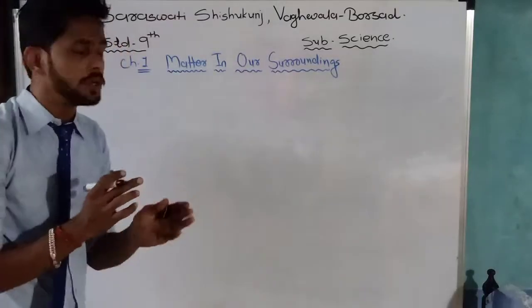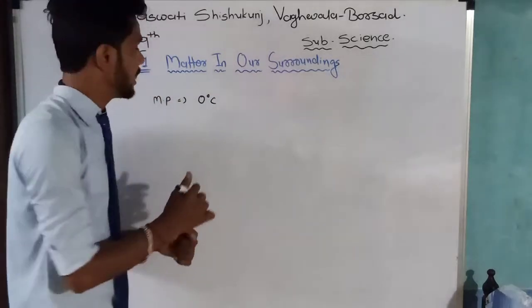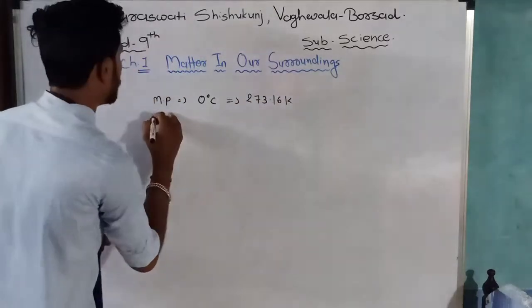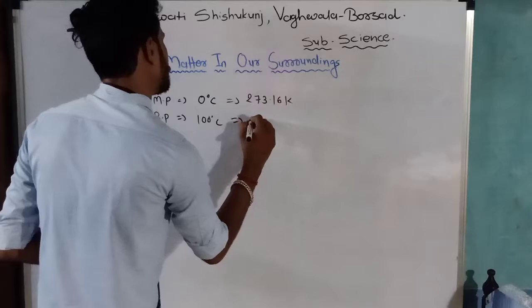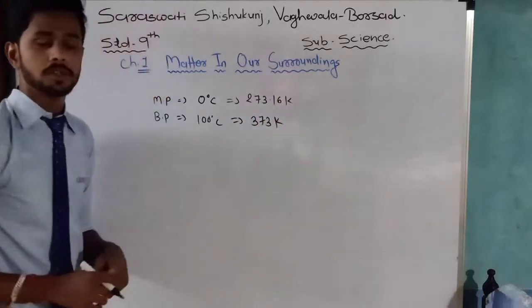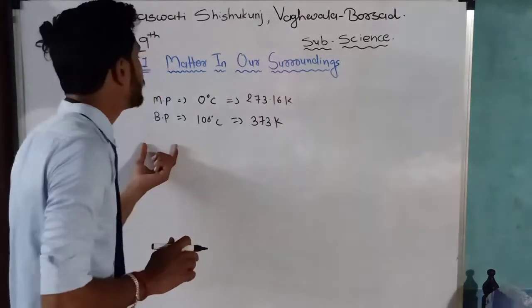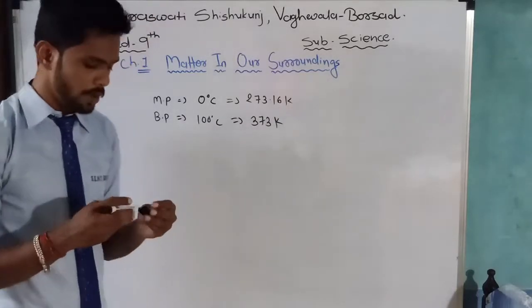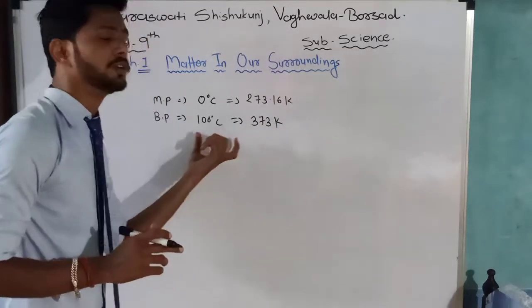Now I have already told you that the melting point of ice is equal to 0 degrees Celsius, which is equal to 273.16 Kelvin. Okay. Now what is the boiling point of water? That is 100 degrees Celsius, which is equal to 373 Kelvin. We discussed this topic in our last lecture, and I told you that we are going to discuss the conversion of centigrade to Kelvin and Kelvin to centigrade in our next video. So let us start. How can we convert centigrade into Kelvin and Kelvin into centigrade?